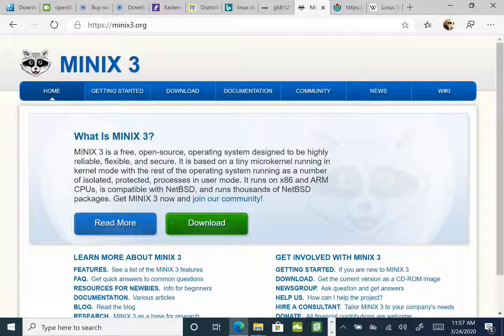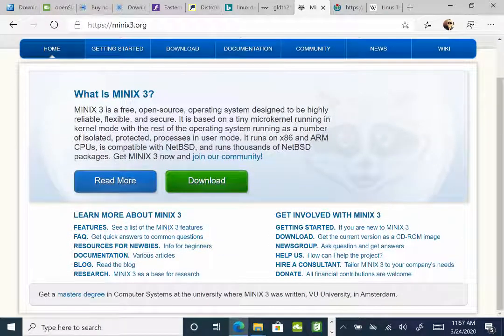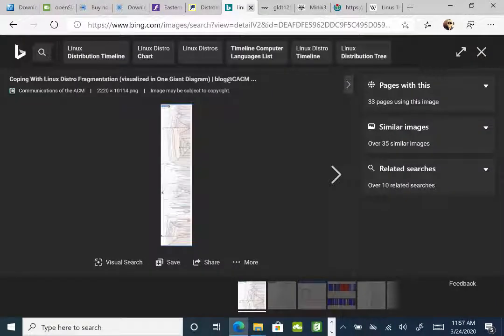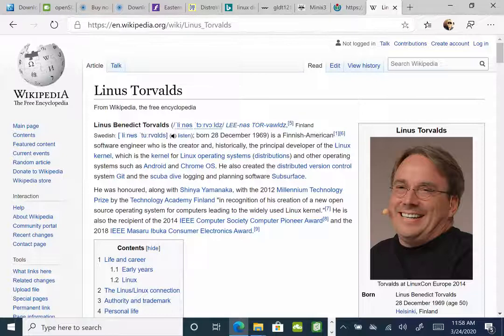And part of Minix is that it had this abstraction layer. And that abstraction layer means that basically you could run Minix on anything. You can run it on x86, ARM, CPUs. You can run it on whatever you want. And how it did it was through a layer of programming that would translate and interpret what the hardware needed back and forth.